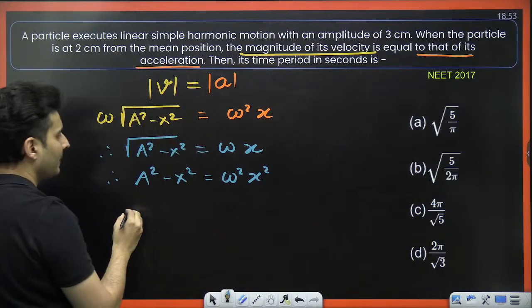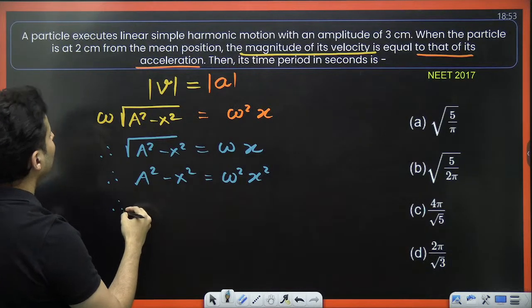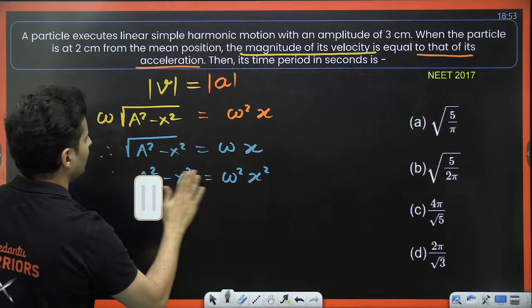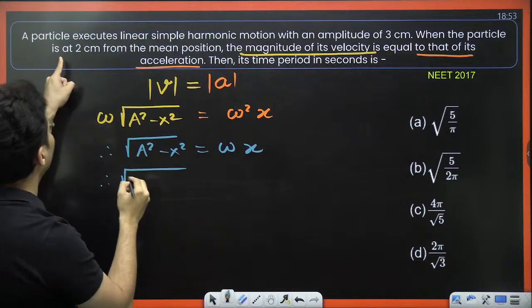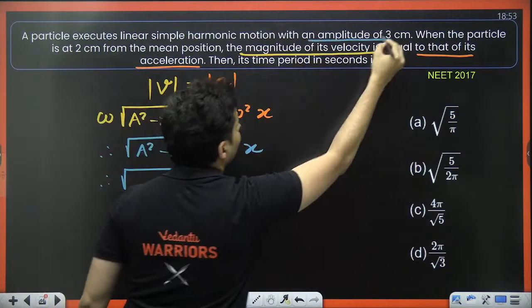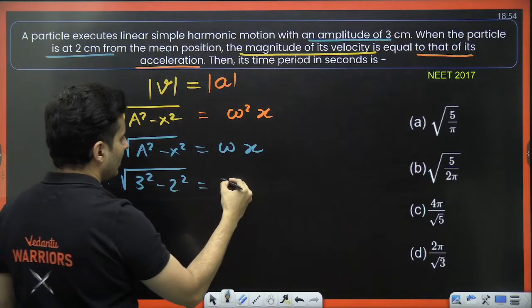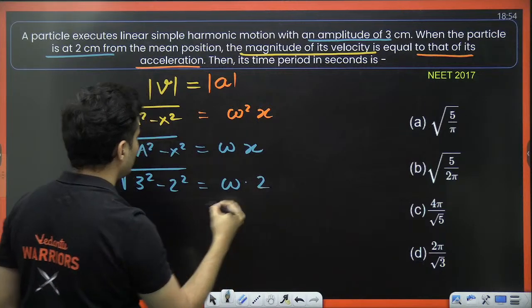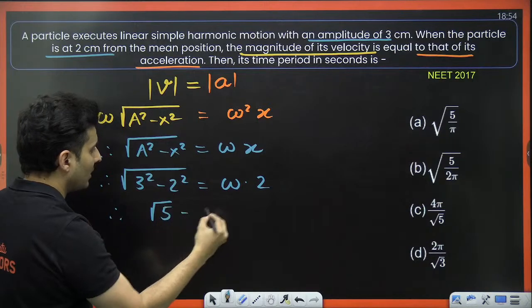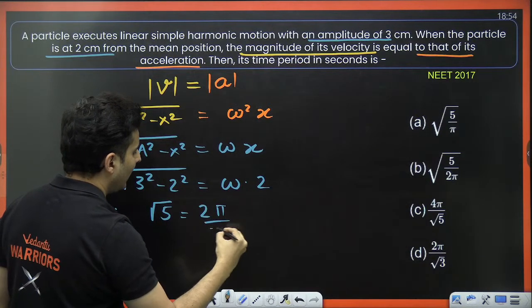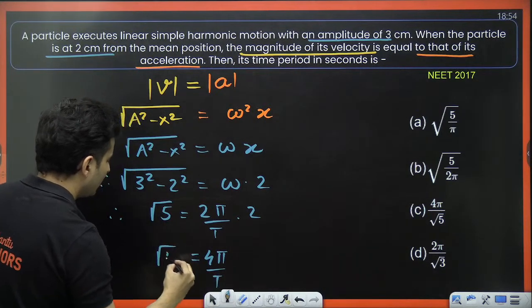What we want is time period. Oh, we just wanted omega, right? Okay, so I don't have to even square this. So just substitute the value. What is the amplitude? Amplitude is 3. 3 square minus position is 2, so minus 2 square, is omega into x value, which is 2. 3 square is 9. 9 minus 4 is 5. So root 5 is equal to omega, which is 2 pi by time period, into this 2. So this will become 4 pi by T, and this is root 5.